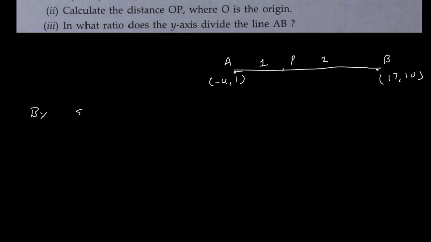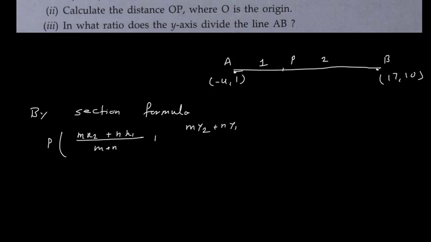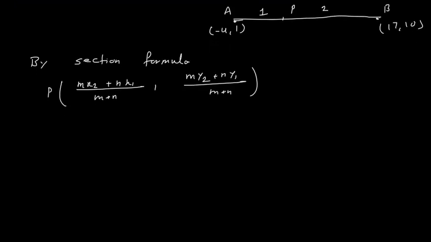So by the section formula we know that the coordinate of point P is m times x2 plus n times x1 divided by m plus n, comma m times y2 plus n times y1 divided by m plus n. Here m, n is nothing but this 1 and 2, the ratio. x1, y1 is this -4, 1, x2, y2 is this 17, 10.